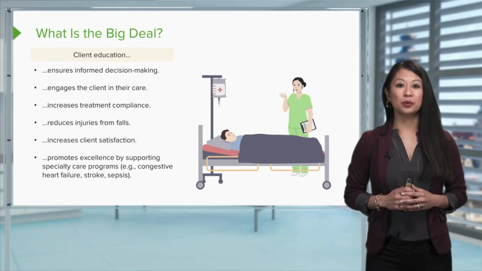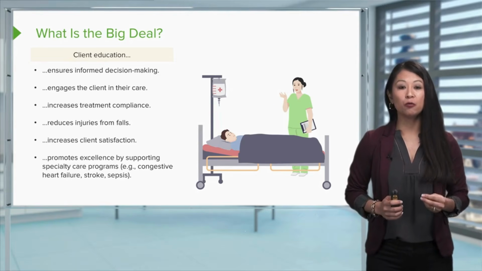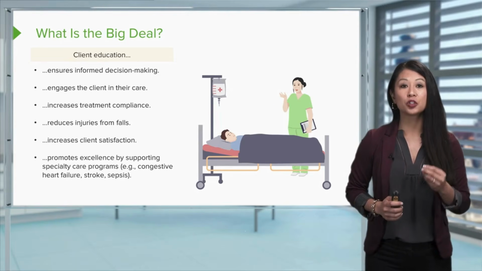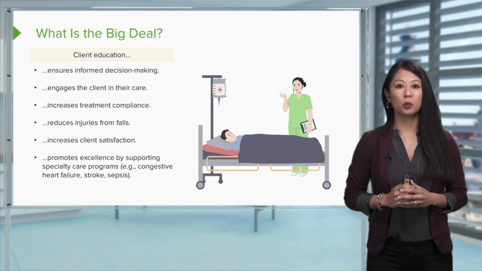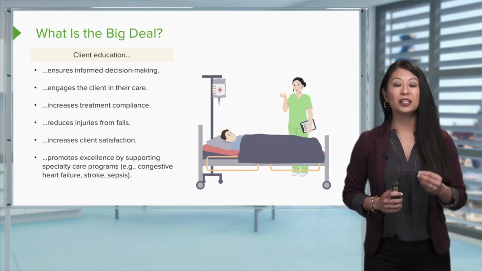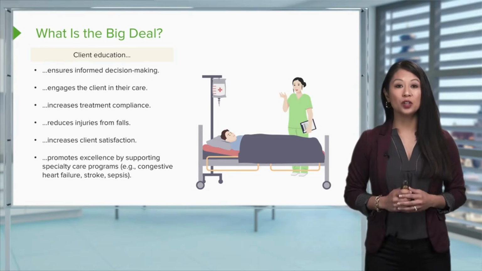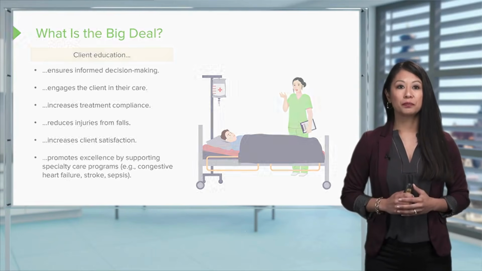Here's a great example. For stroke, we have to make sure to educate our patient on what the signs and symptoms of stroke are and when to call 911 when they discharge from the hospital. This education is so very important that we educate and document. That way, if the patient goes home, they know exactly what to do and when to call 911.